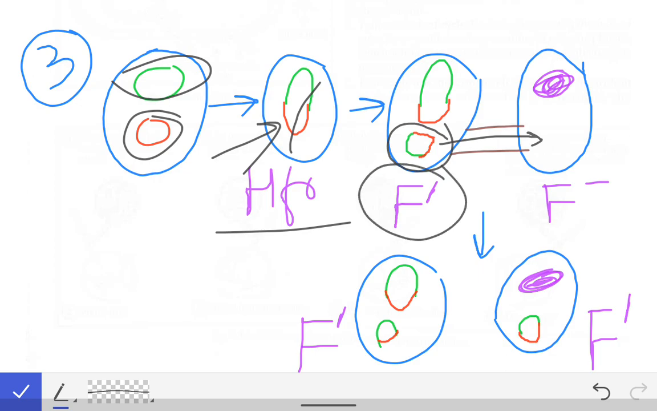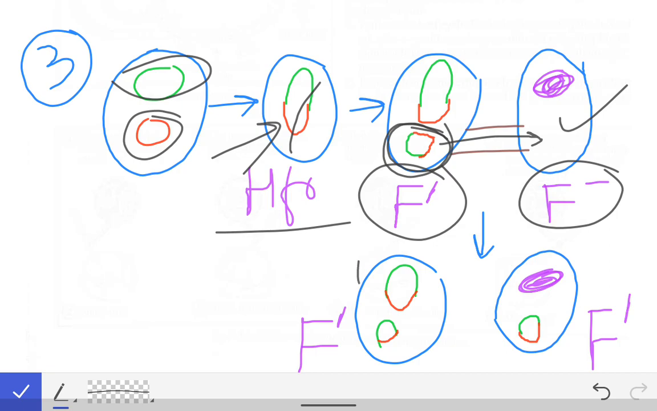Now, when this F prime bacteria makes a conjugation tube with an F minus bacteria, which does not have any F factor or the fertility factor, then what happens? Through this conjugation tube, a copy of this F prime plasmid is transferred to this F minus bacteria. So what happens? See here, both of them become F prime.